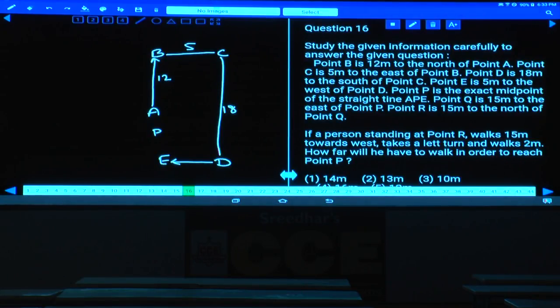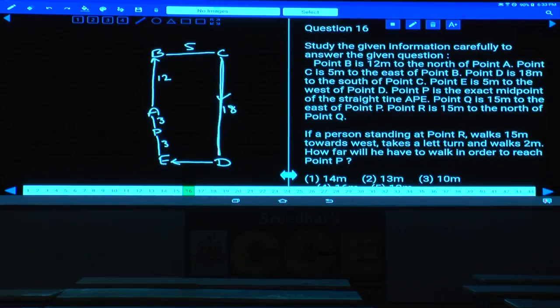Now the total distance between C and D is 18. Here A and B is 12. Then what is left over here? 6 more is left over. Now the distance between A and E is 6, out of which P is exactly midway between these two. Hence the distance between A and P is 3, and P and E is again 3.